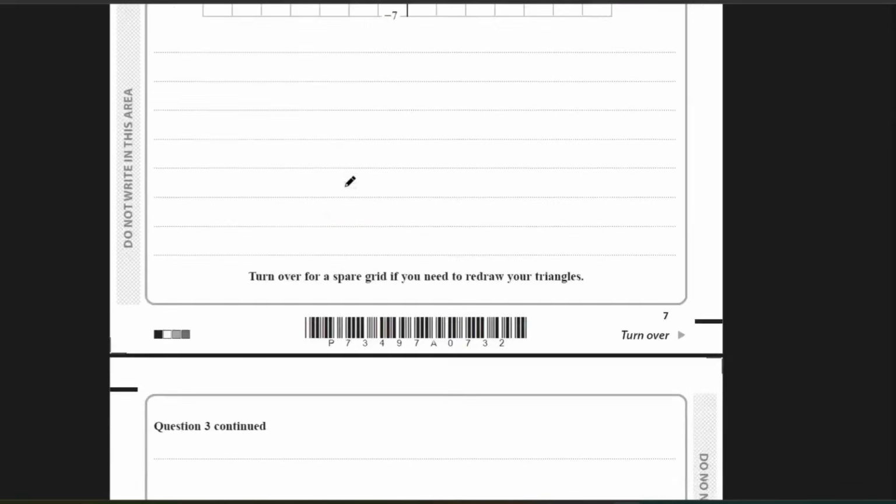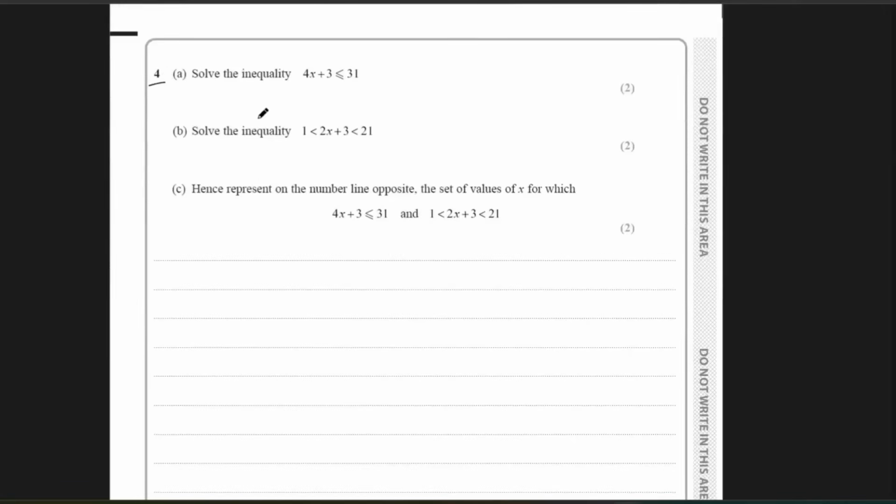Let's move to question 4. Question number 4. A. Solve the inequality 4x plus 3 less than or equal to 31. 4x plus 3 less than or equal to 31. So we can move 3 to the other side. It becomes 4x less than or equal to 31 minus 3.